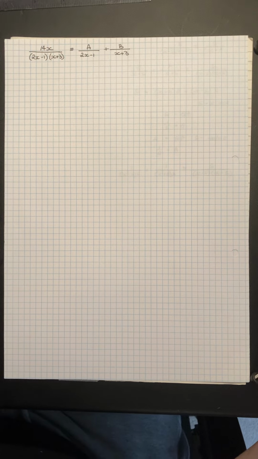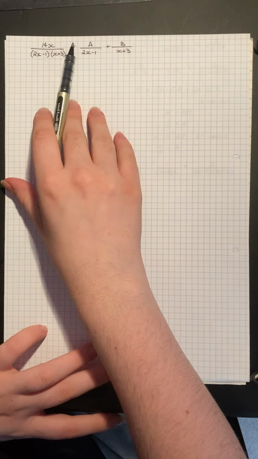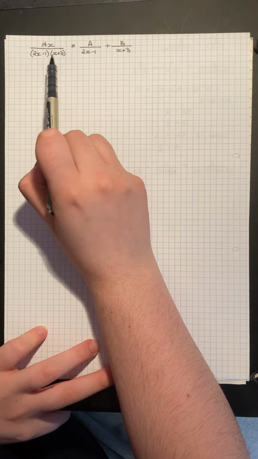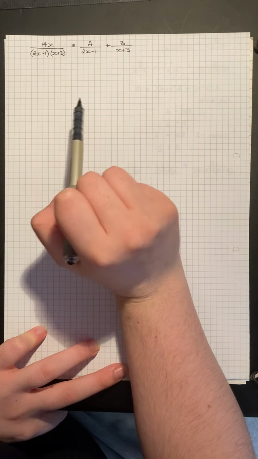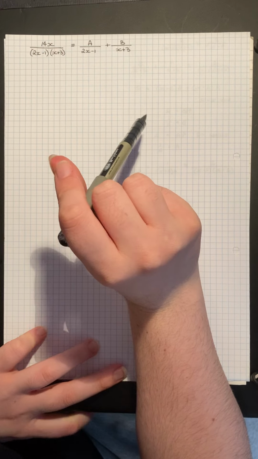So to begin with, this is question 1 part 2. So we've got 14x over (2x minus 1)(x plus 3), and we want to find the values of a and b for which this identity is true.